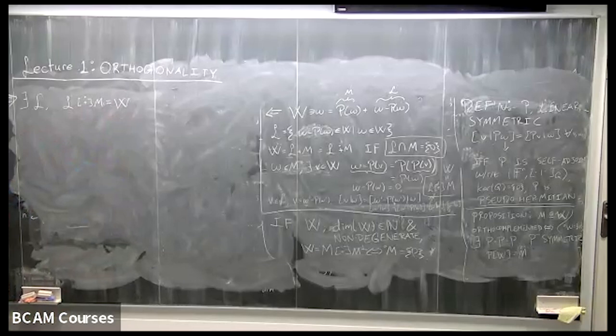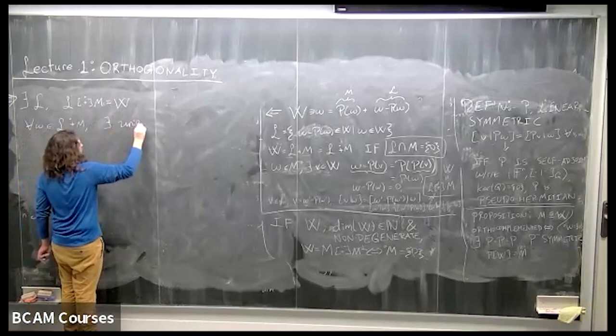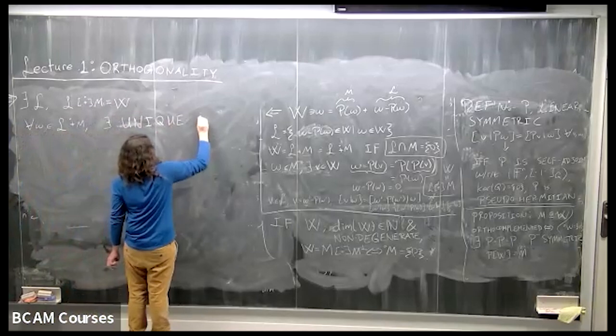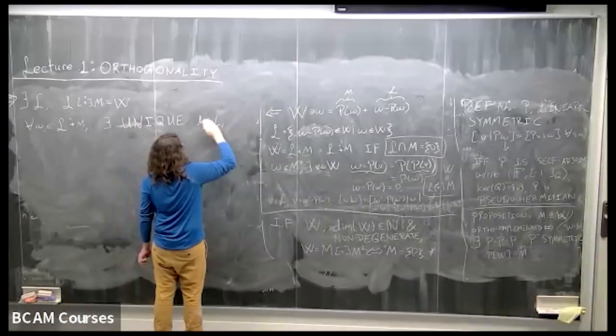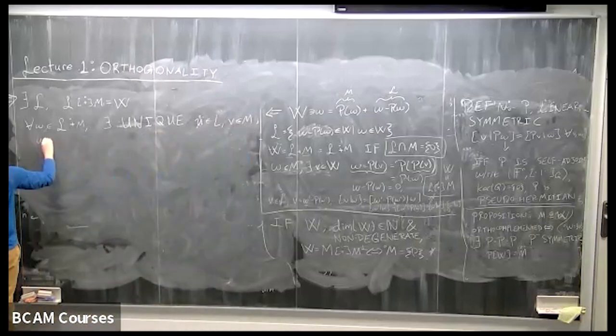Now, one thing that perhaps I could have mentioned earlier, but I can mention now, is that for every W which is in a direct sum space, there exist unique U in L and V in M, such that W equals U plus V. The way that you establish the uniqueness is by assuming that there exists some other pair that works and showing it's equal to the original.